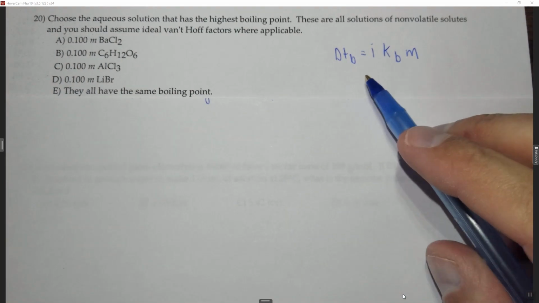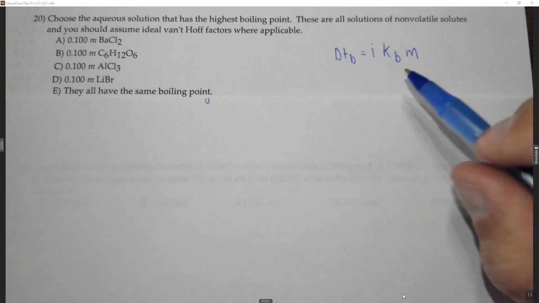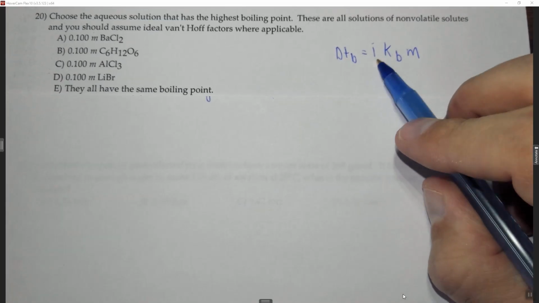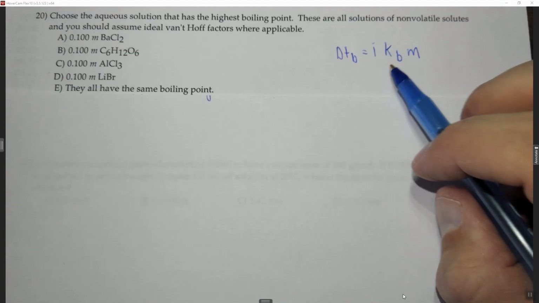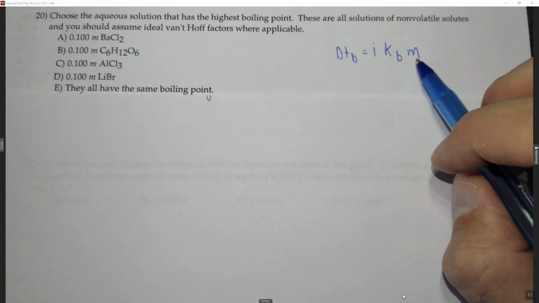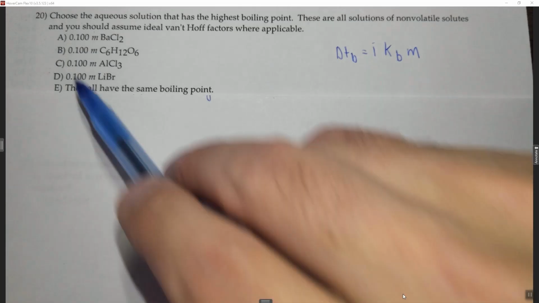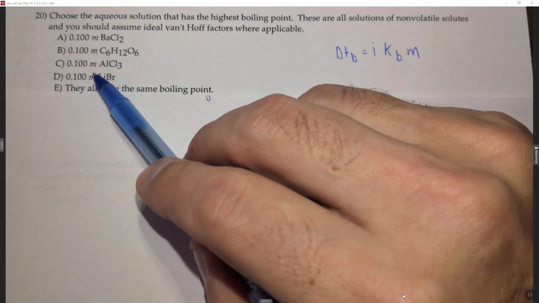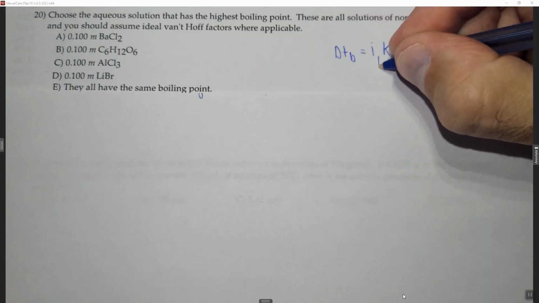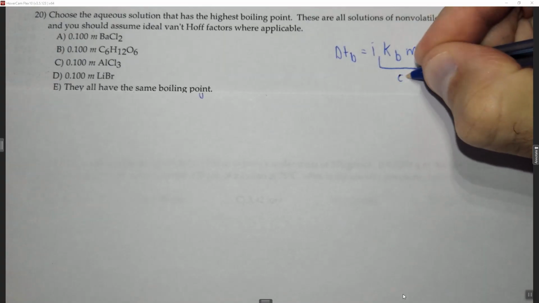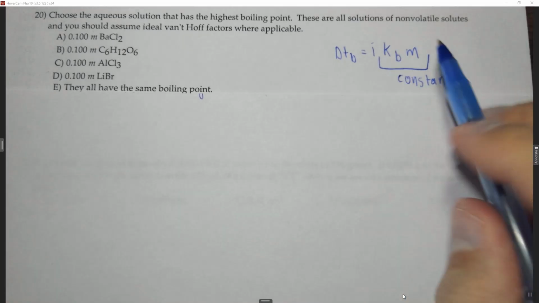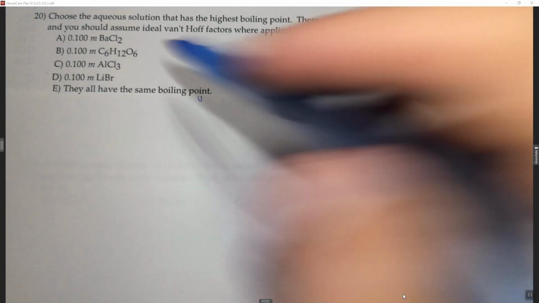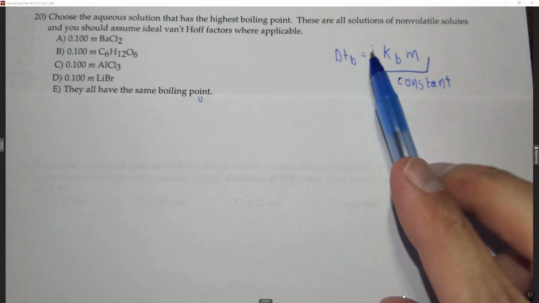I should have been more clear because I was assuming that you had seen question 18, but if you haven't, I is the Van Hoff factor, KB is the boiling point elevation constant, which is constant, of course, and m is the molality. But in this case, the molalities are also constant. Said another way, this whole part of the equation is constant because this is a constant and these are all the same, so that's constant. So the only difference is I.